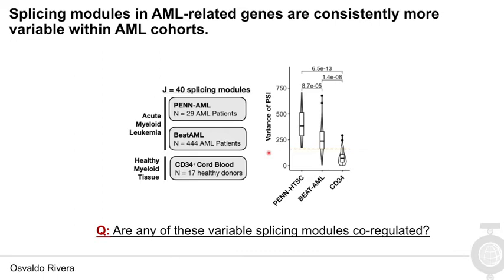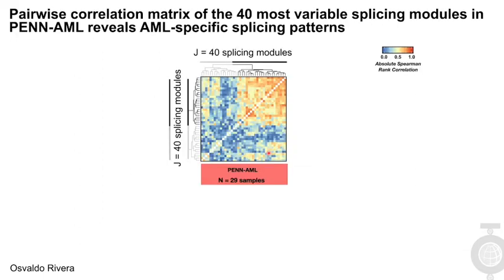Having found the splicing variability, we first wanted to ask, are any of these splicing modules co-regulated? Indeed, we find that a subset of these variable splicing modules is highly correlated, suggesting that these modules may be co-regulated. What I'm showing here is a 40 by 40 pairwise clustering heat map of splicing modules in the PENN cohort. This heat map is colored and sorted based on the absolute Spearman correlations between splicing modules, such that yellow or orange indicates a strong correlation between the splicing pattern of two modules.